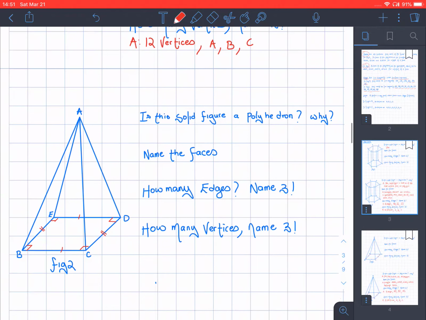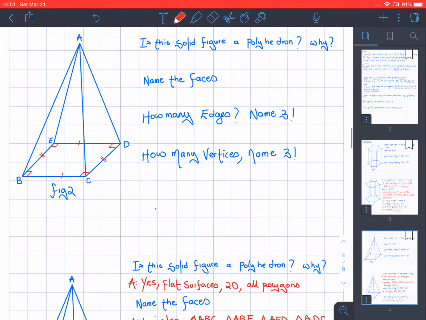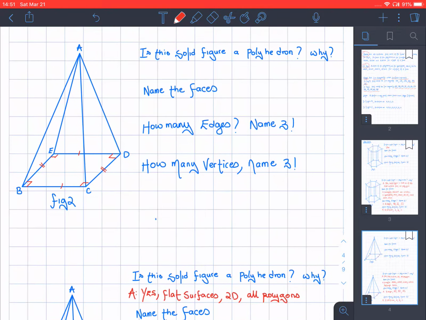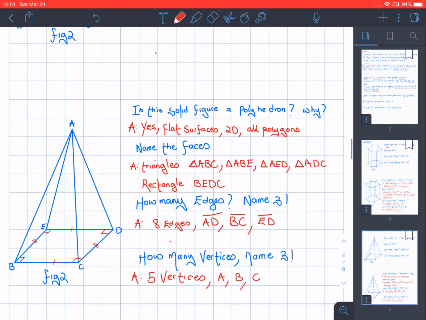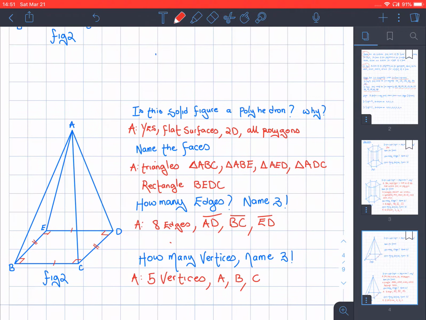Okay, so the first question is: is this solid figure a polyhedron? And the answer is yes. Why? Because all the surfaces are flat. Up top you have three triangles, and at the bottom you have a rectangle. And we know it's a rectangle because I've specified that all the angles in there are right angles, and the sides match up. And so we know that they are flat surfaces and therefore it's a polyhedron.